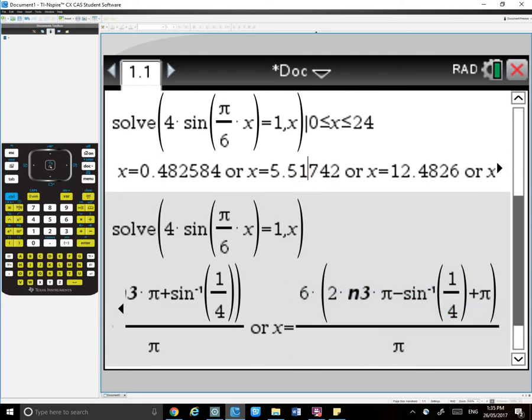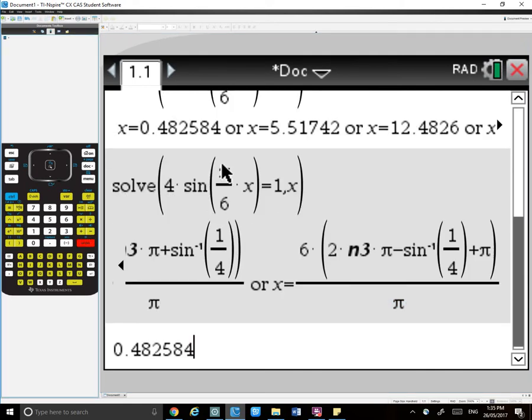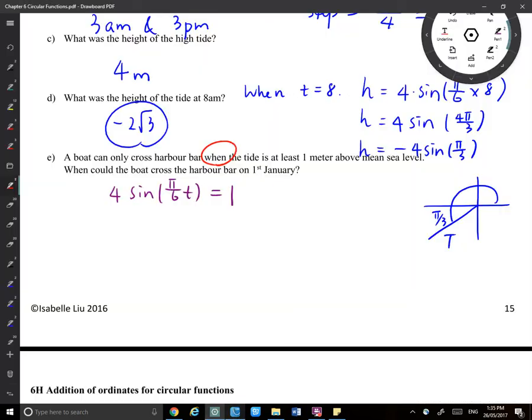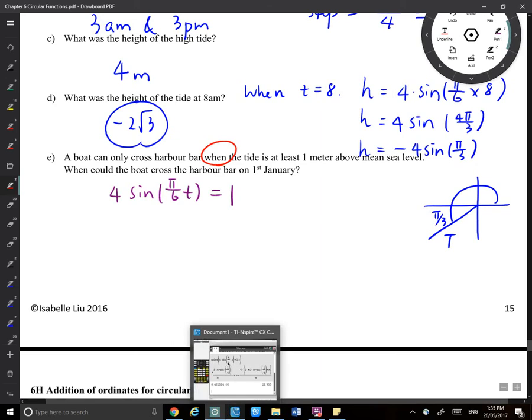We have 4 intersections. The first one is this one. I will copy that down. That's not 1 a.m. yet. So I want to see how many minutes there are, so I will times this by 60. It's 28.9 minutes. Like say it's 29, correct to the nearest minute. So that's 29 minutes.